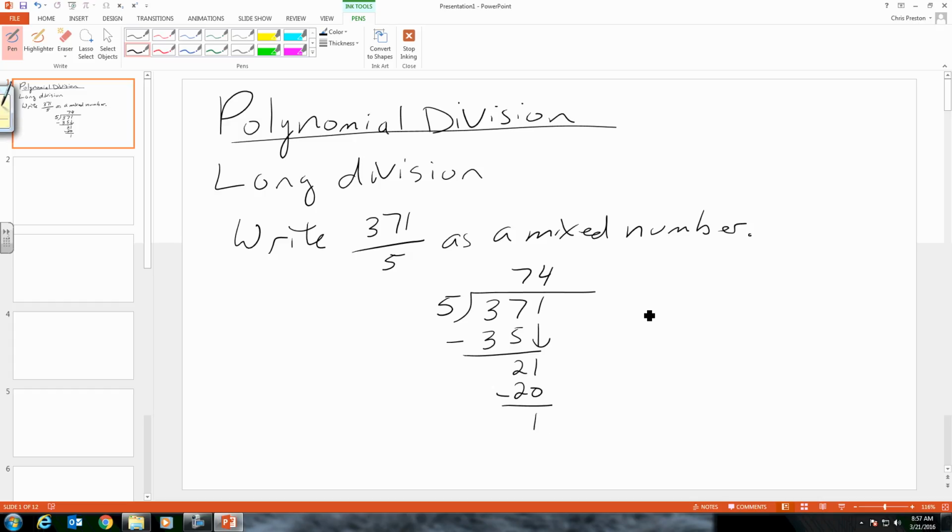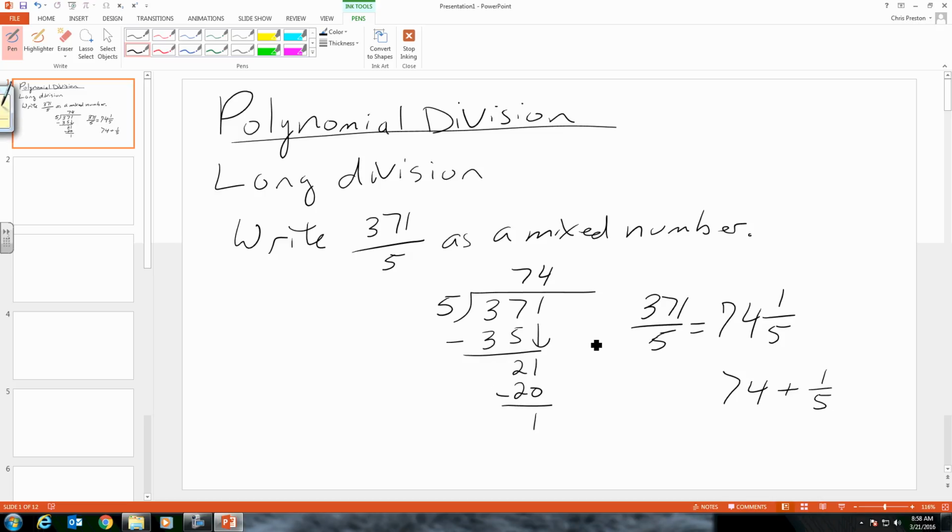Well, what that tells me is 371 over 5 is 74 wholes, goes in there 74 complete times, and then I have 1 left over, so I have 1/5 remaining. So 74 whole parts and 1/5 pieces. Now when we write 74 and 1/5, we don't mean that's 74 times 1/5. In algebra, a lot of times things touching means multiplication. This actually means 74 plus 1/5.